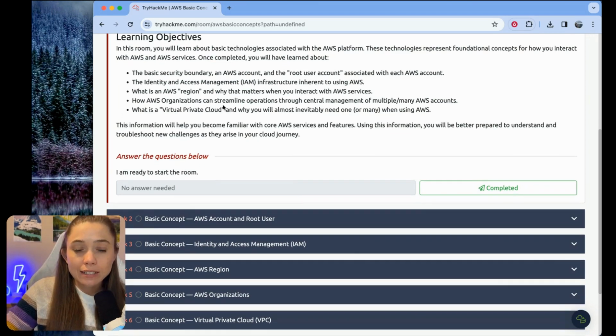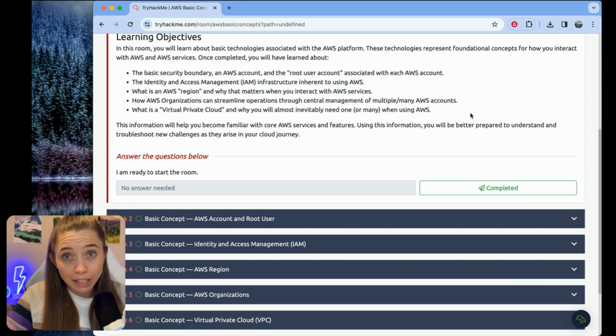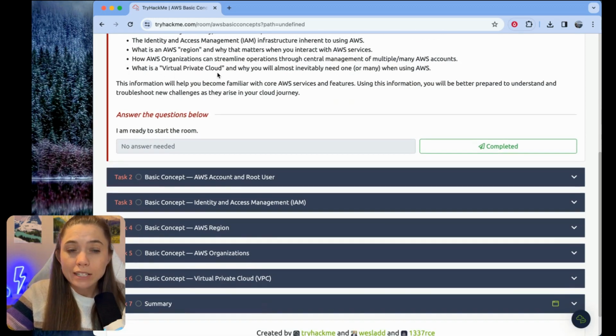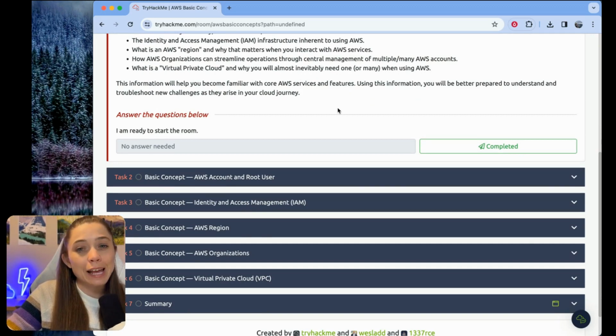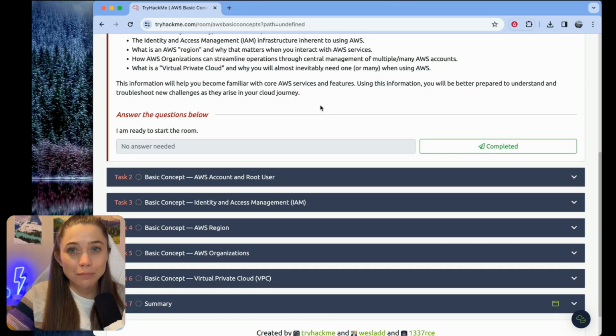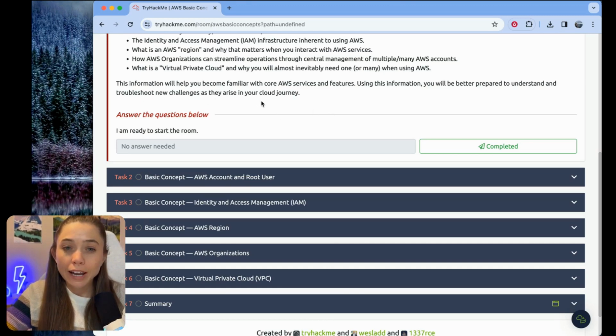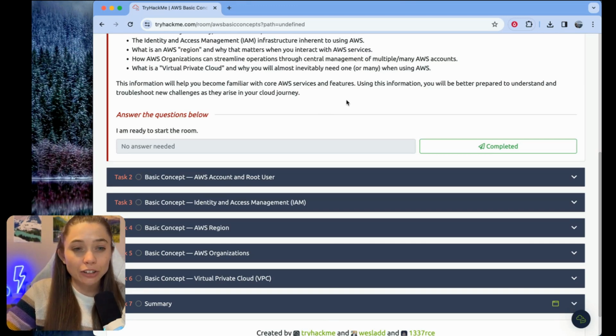How AWS Organizations can streamline operations through central management of many AWS accounts. I use Organizations to manage all my AWS accounts, so I do like this topic. What is a virtual private cloud, VPC, and why you will almost inevitably need one or many when using AWS. In my experience, I somehow always end up needing many. This information will help you become familiar with core AWS services and features. Using this information, you'll be better prepared to understand and troubleshoot new challenges as they arise in your cloud journey.